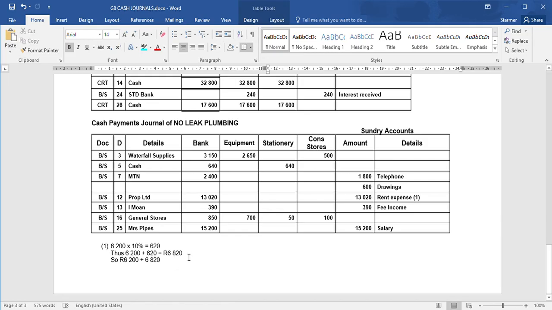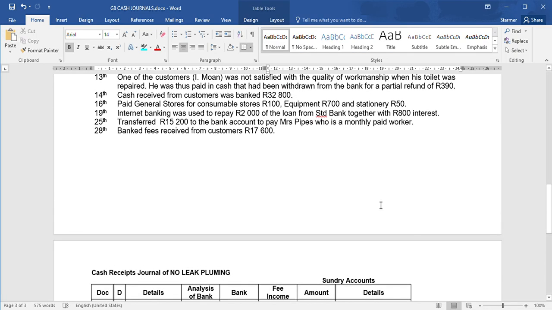So the total that I would have paid would be the January rent of 6,200 plus this February rent here of 6,820. Once again, one amount is being paid. The thing that we're paying is rent expense. There's no column here for it. So under sundry accounts you write rent expense over here.